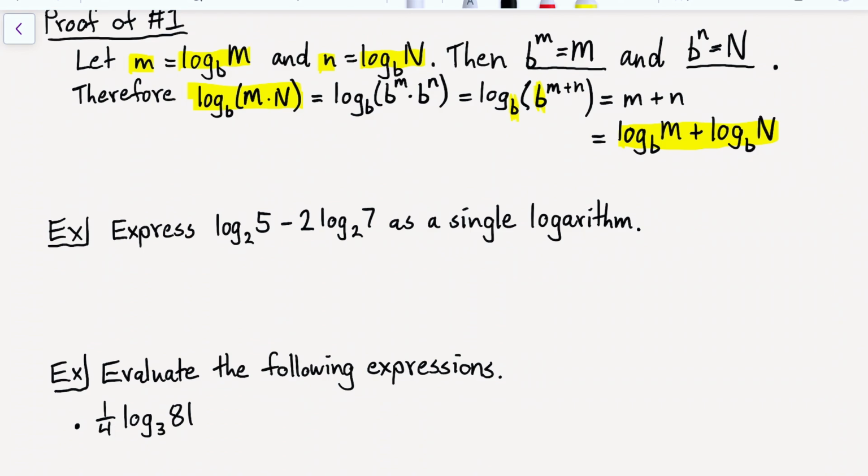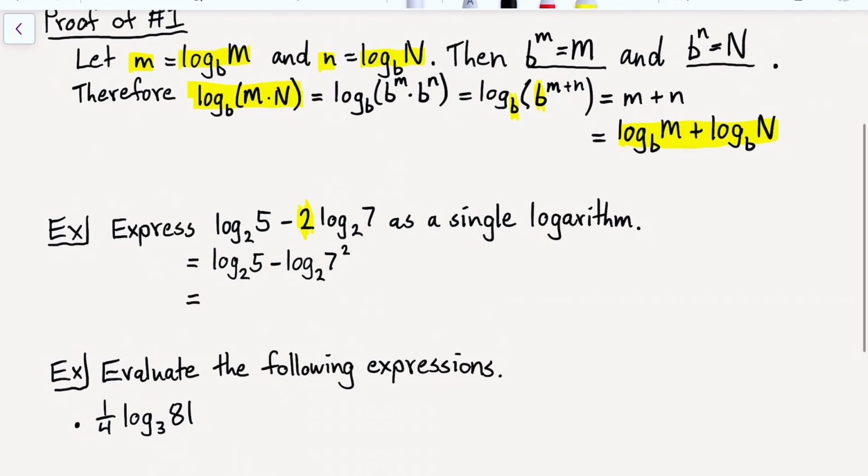Now, how do we use these laws in some examples? Let's imagine expressing log 2 of 5 minus 2 log 2 of 7 as a single logarithm. So think about applying our laws of logarithms. First, I note this coefficient in front of the log 2 of 7. That can be rewritten as an exponent on the 7, on the input value. So now we have log 2 of 5 minus log 2 of 7 squared.